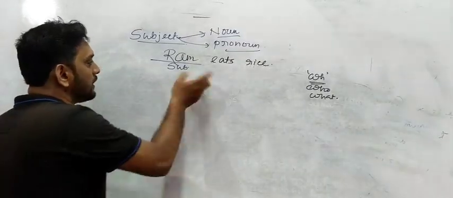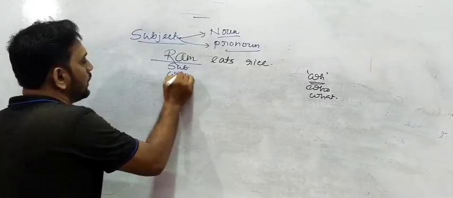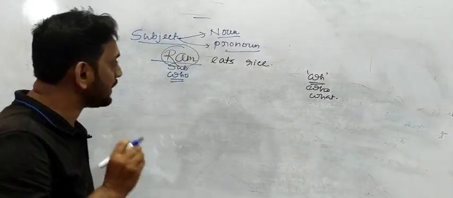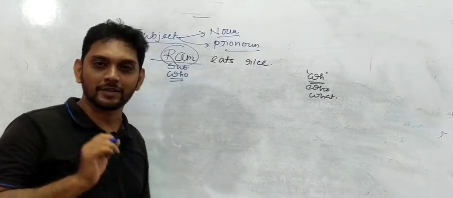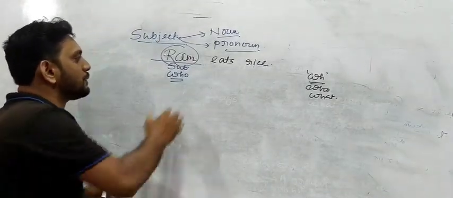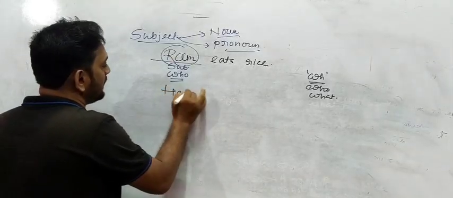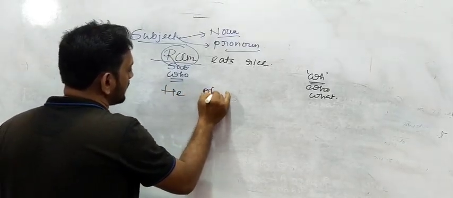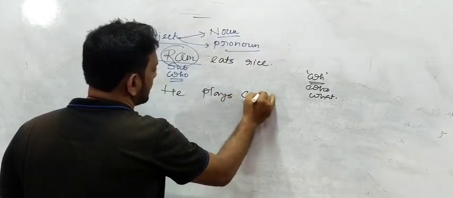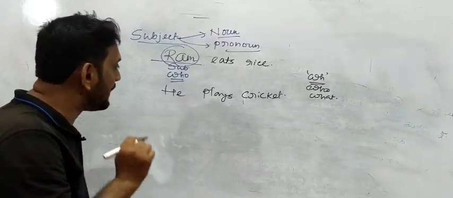Got my point? You ask the question using the WH word who: who eats rice? You got the answer, Ram. So Ram is the subject over here. I think all of you understood. Also, the subject can be a pronoun. If I write he eats rice or he plays cricket. Another sentence has been written: he plays cricket.